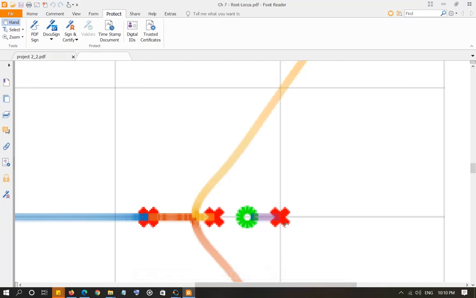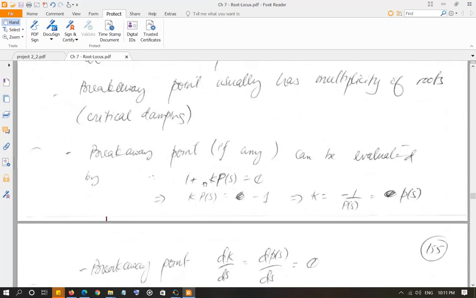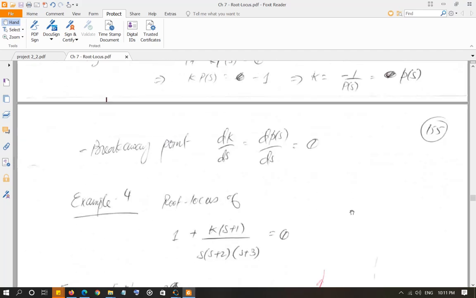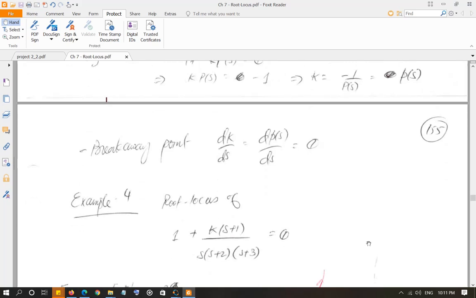How do you find this point? We find this point by using 1 plus KP(s) is equal to 0, which is our basic equation. 1 plus KG(s) or KP(s) is equal to 0. KP(s) is -1 and K is equal to -1 over P(s), and we call this lowercase p(s). So the breakaway point will be when you take the derivative dK over ds, or d lowercase p(s) over ds, and equate it with 0. That is the slope of the equation when it will become 0. That's how you're going to find the breakaway point.